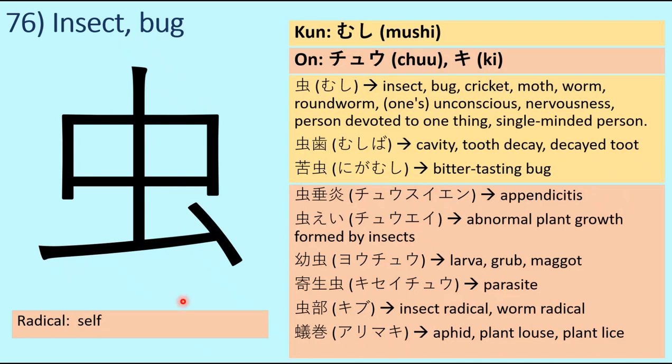So this kanji is a radical in itself. This is the insect radical. And this is the stroke order. This is the first stroke, the second stroke until here. This is the third stroke. This is the fourth stroke. So up till here, it is similar to the kanji for inside.